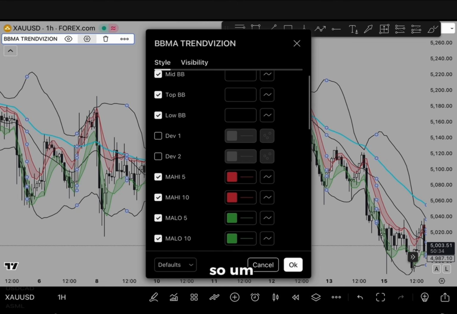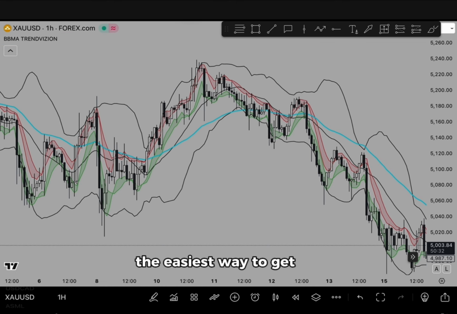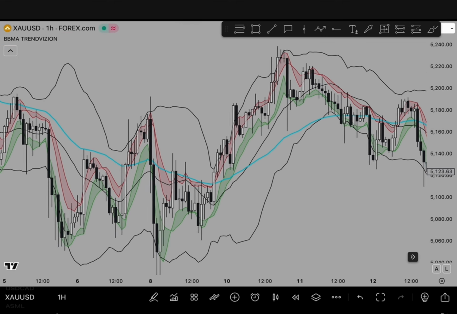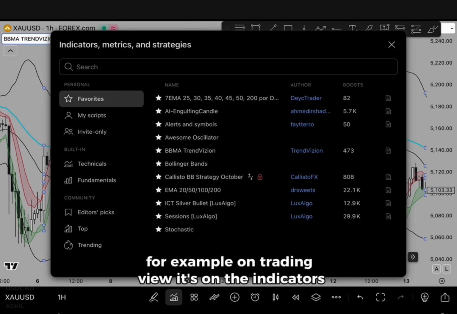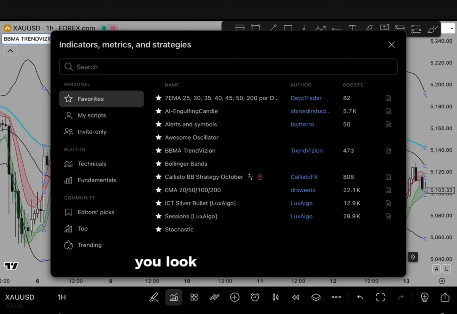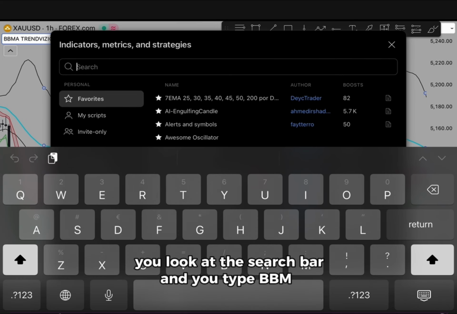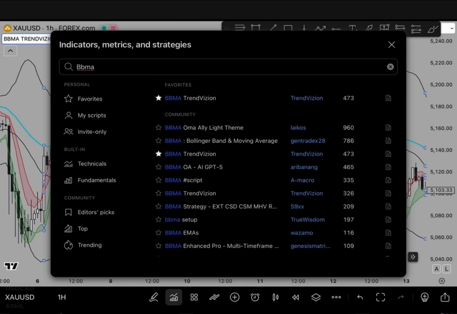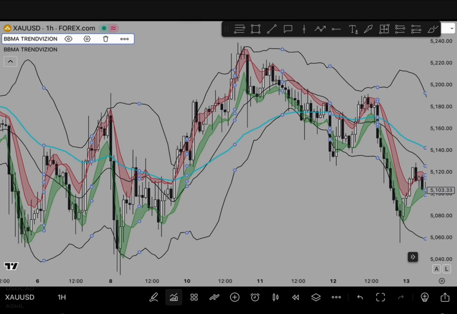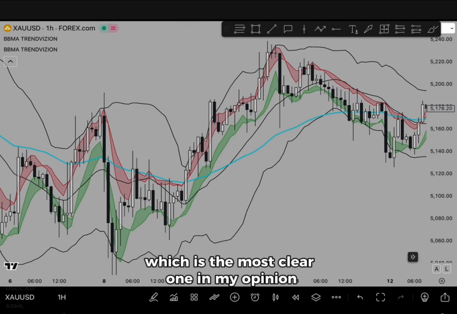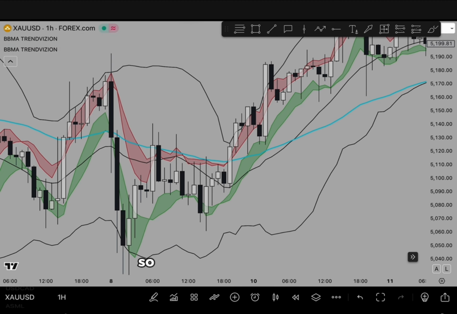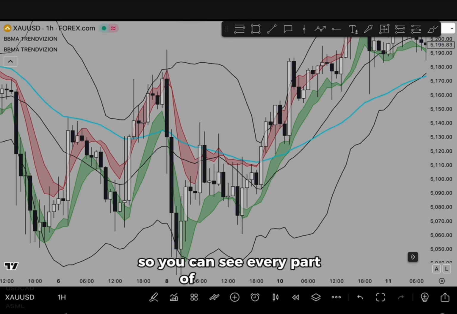So, the easiest way to get the BBMA indicator, for example on TradingView, is in the indicators. You look at the search bar and type BBMA, and one of the options is going to be BBMA Trend Vision, which is the most clear one in my opinion, and you can modify the colors so you can see every part of it very clearly.